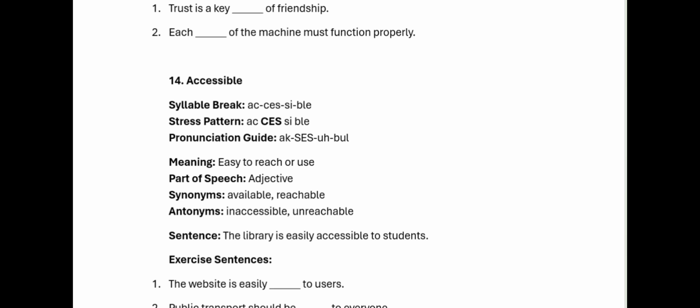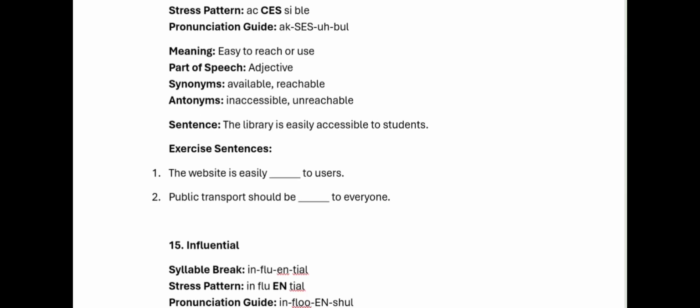Antonyms are inaccessible. In is not. Don't use the word unaccessible. It has a different meaning. We will come to this in the video on confusing words. Why should it be inaccessible and not unaccessible? What's the difference? Similarly, unreachable here. The library is easily accessible to students. The students can easily reach out to it.